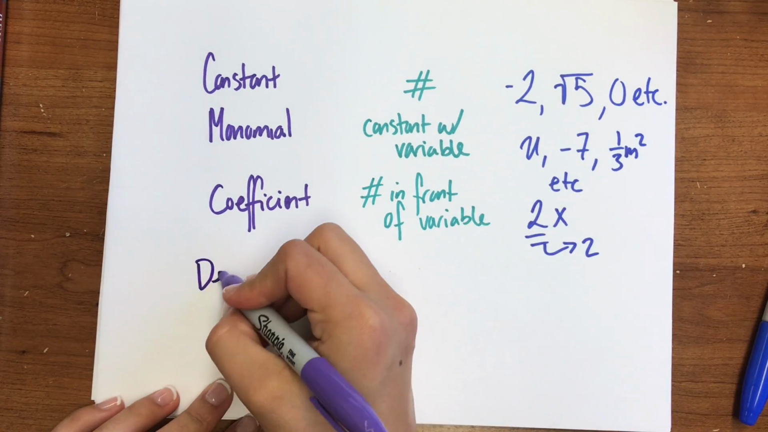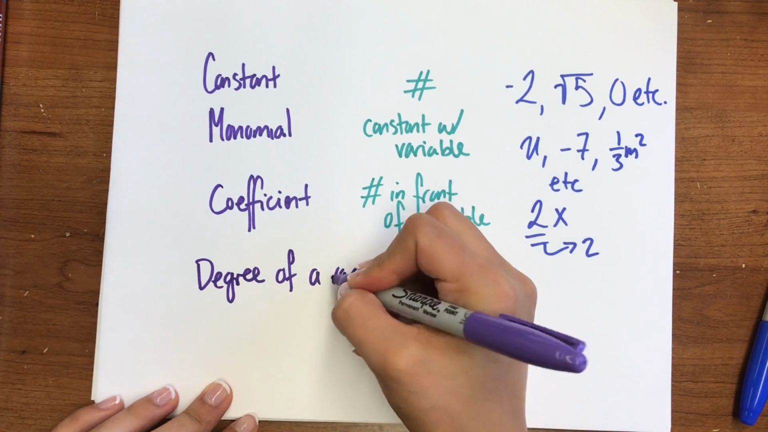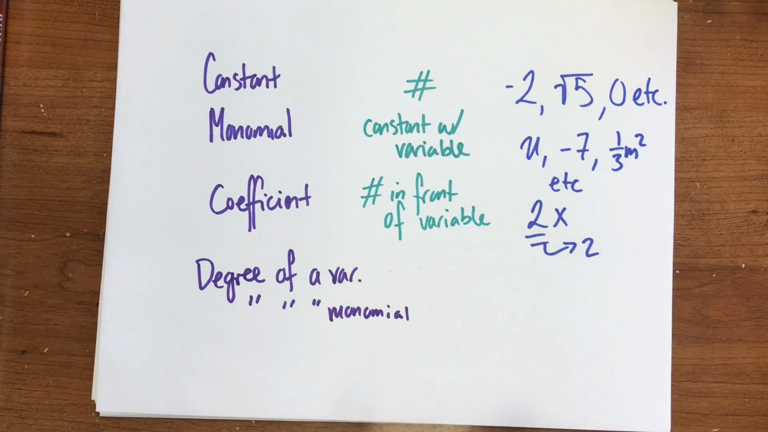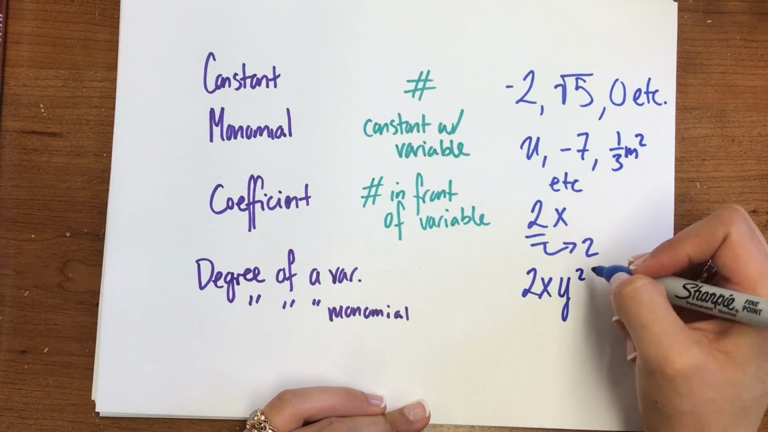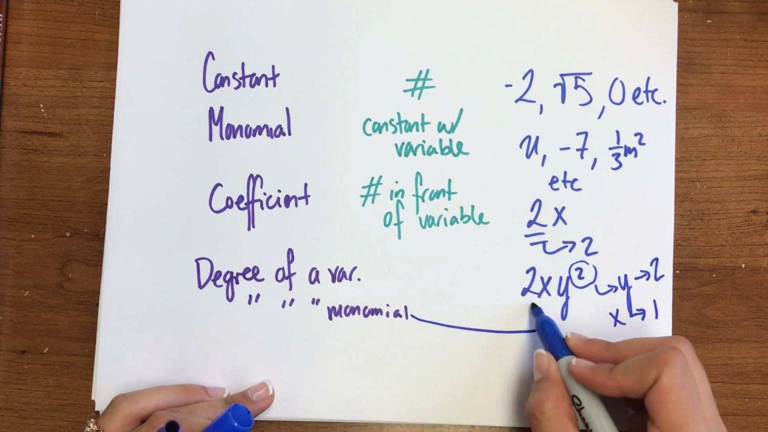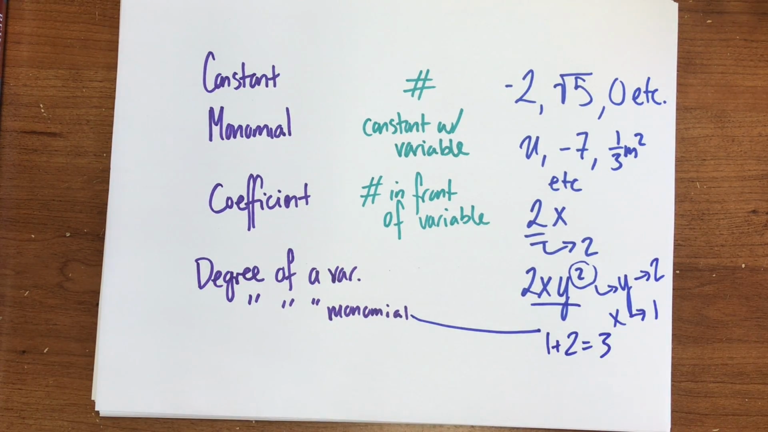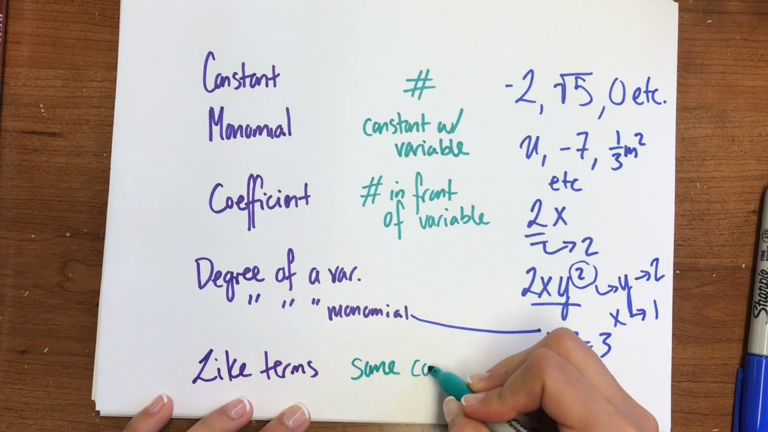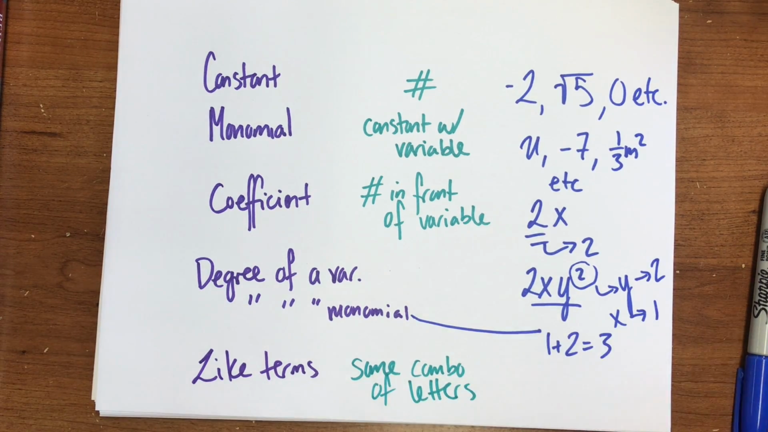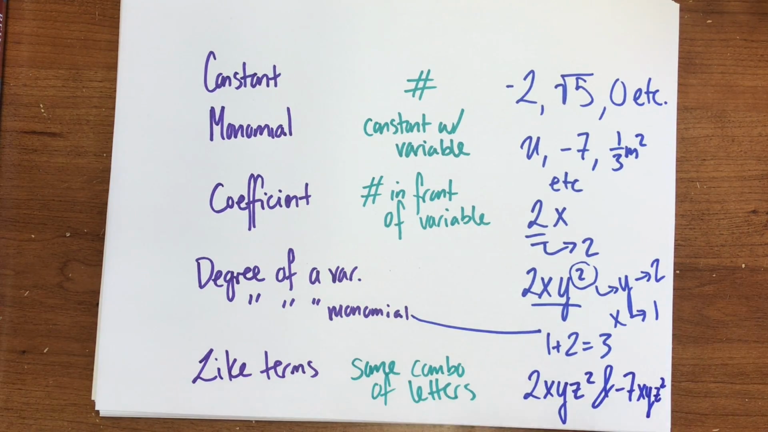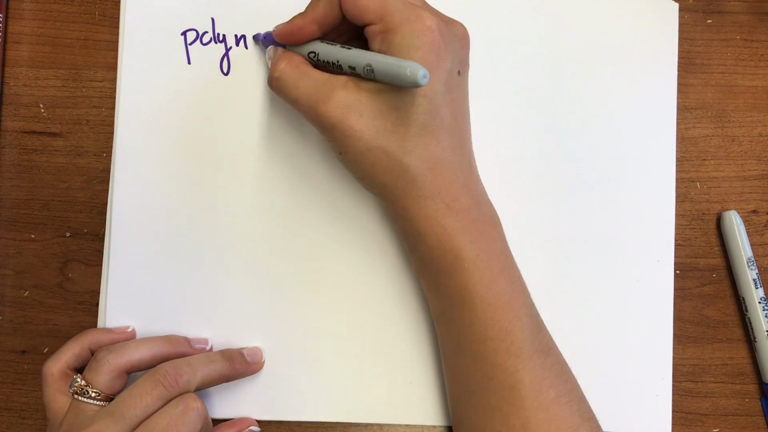The next definition we're going to talk about is degree of a variable and then degree of a monomial. A variable has a degree based upon the exponents that we see. So y has a square, so its degree is 2. x has a 1 exponent, so its degree is 1. Whereas the degree of the monomial is 1 plus 2, which is 3, because it has a combination of those different variables. Like terms are basically things that look the same. They have to have the same combination of letters.